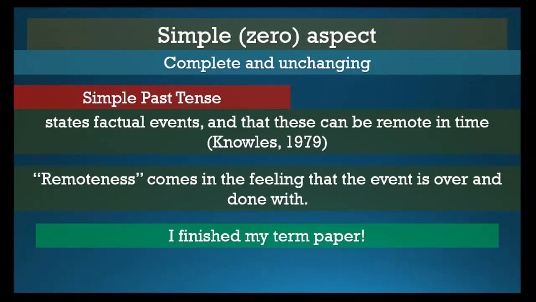Let us have the functions and uses of the simple past tense. Class, this tense aspect still presents factual information, but in a remote period in time or a time we have no more access to. Remoteness comes in the feeling that the event is over and done with. This remoteness is conveyed best when you exclaim, I finished my term paper. Right? The action there is something remote. Sir, can we say I'm finished with my term paper instead of I finished my term paper? Yes, of course. But note that the first one tells of your state, while the second one tells of an action that happened in the past.